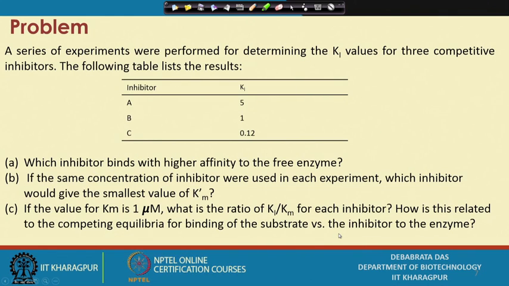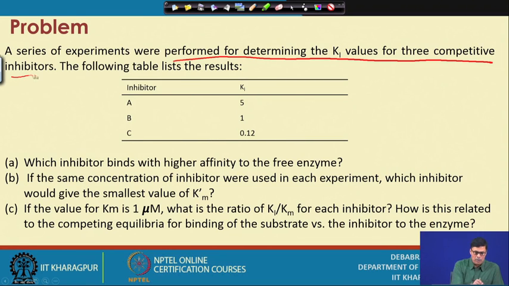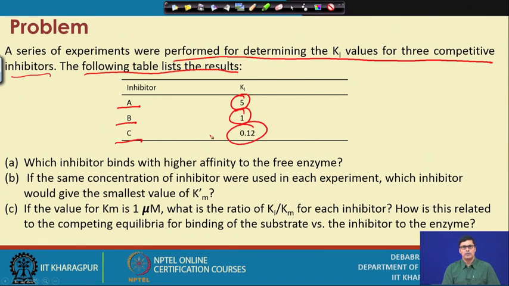Next problem is also very interesting. A series of experiments were performed to determine the Ki values for 3 competitive inhibitors. The following tables list the results. Let us assume inhibitors A, B and C are 3 different inhibitors, competitive in nature, and their Ki values are different: one is 1, one is 5, and another is 0.012.